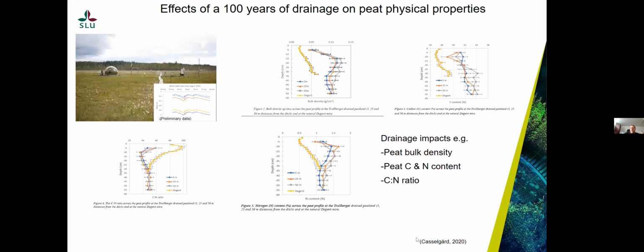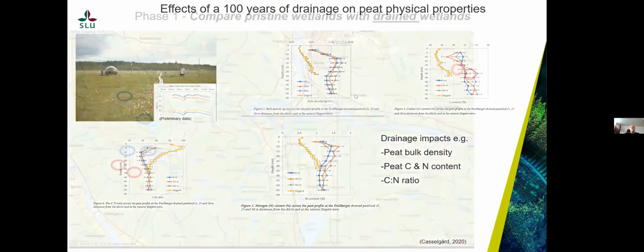What is quite apparent when looking at these is the impact of drainage, that you have quite a severe impact on peat physical and chemical properties. For example, the bulk density, the peat carbon and nitrogen content, and also the carbon to nitrogen ratio. And since the pecking order of natural science usually is that physical properties control chemical properties, which eventually control biology, it's quite reasonable to assume that these differences will have an impact on the biochemistry of the system.